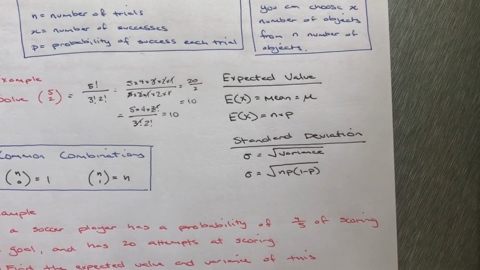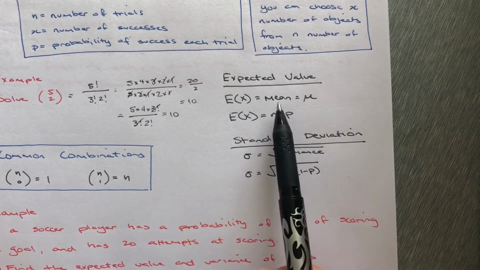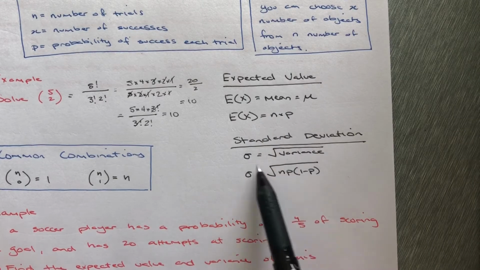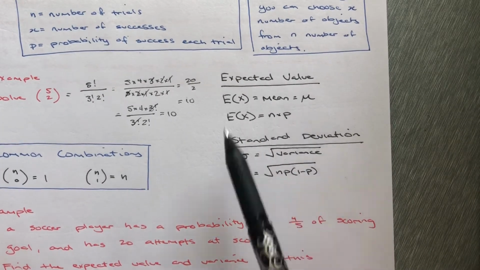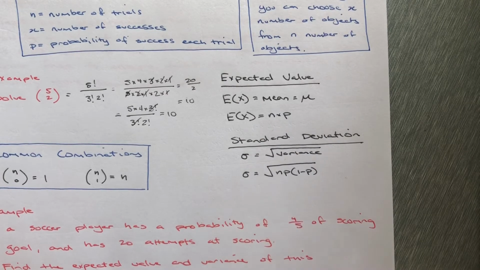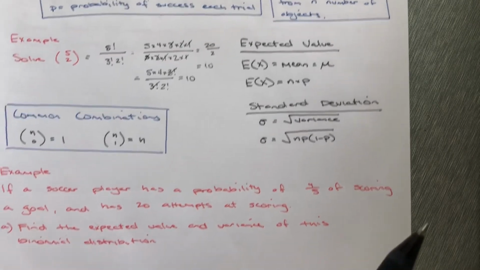Now, with binomial, you can get your expected value, which means the same as the mean, and standard deviation as well. I'm going to come back to this, so I'm going to leave this for now. We're just going to do some more basic examples to start with.